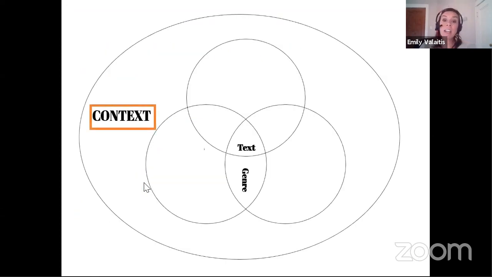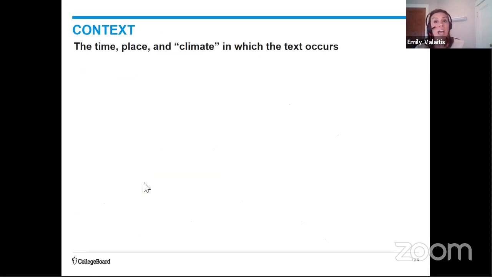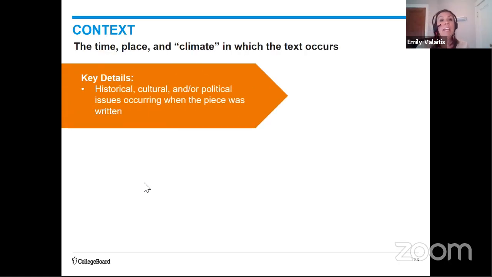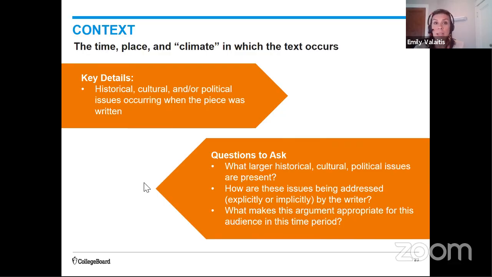All right, so let's look at context next. It's the time, place, and climate in which the text occurs. Here are some questions you might ask. Feel free to pause if you want to read these in more depth or take any notes on those. But what I think is important to highlight is that context is incredibly important to understanding the climate in which the writer is creating.